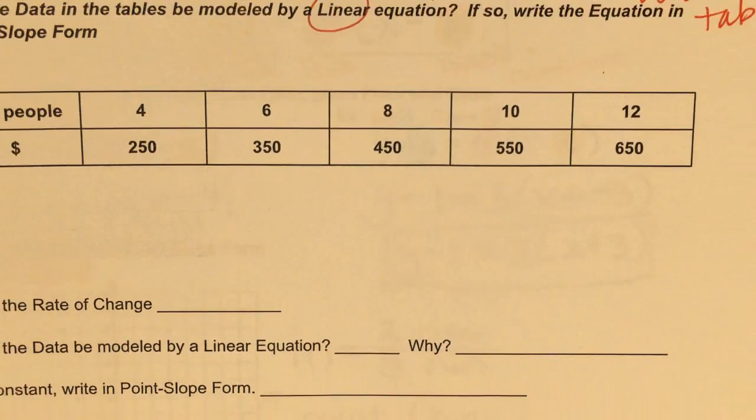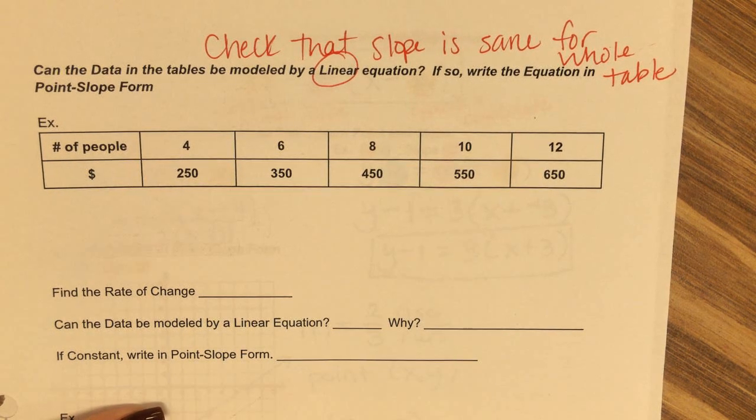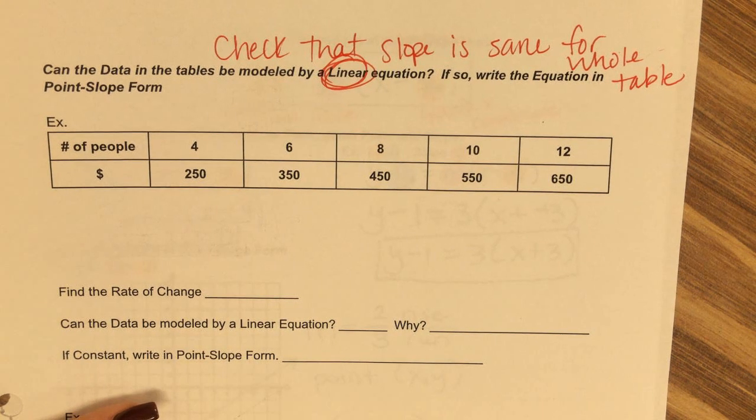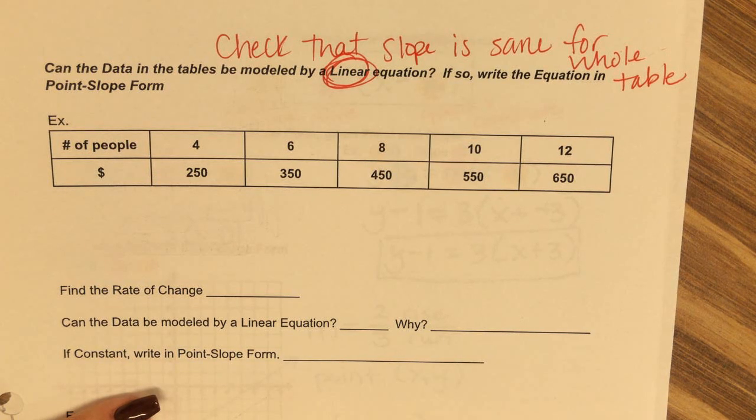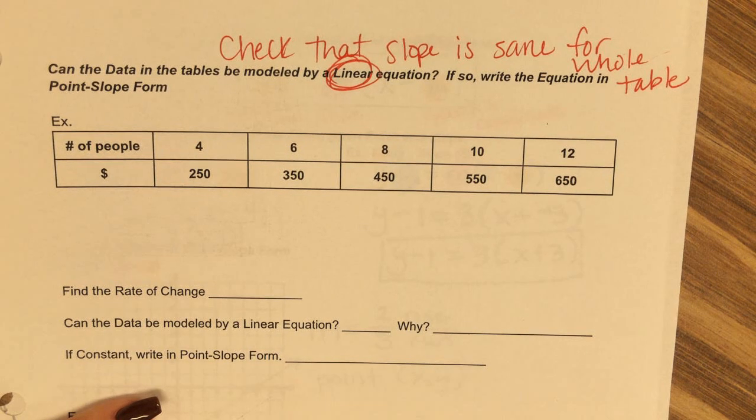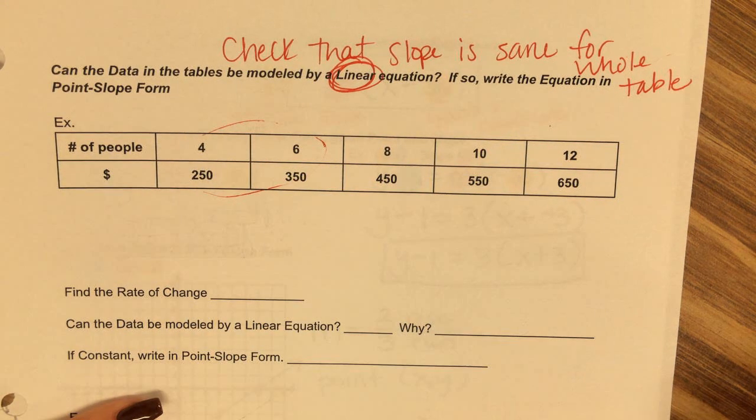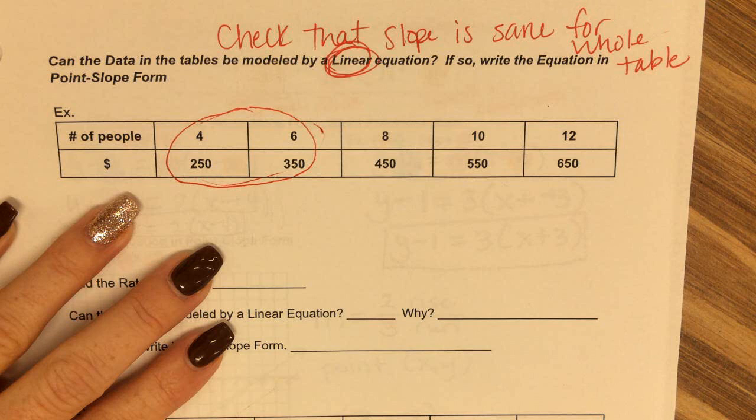Oh, y'all can't see what I wrote. Sorry. Check that the slope is the same for the whole table. That's how you know if it's linear. You can't put it all into stat because it's not going to tell you if it's linear. It will just give you a line of best fit, which we're learning later. So no, you can't put it into stat. You could put 2 points into stat to see the slope, but then you have to go check it all separately.